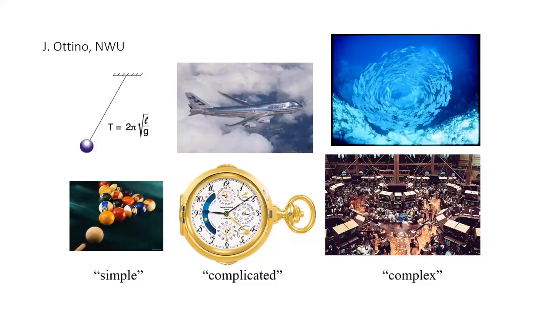This is my typical slide at the beginning. I stole it from Julio Tinoco at Northwestern. Julio says there are simple systems, a few degrees of freedom, a few variables; complicated systems, many degrees of freedom, but every degree is doing a particular job; and then complex systems, many degrees of freedom, many fishes, many people, many molecules, but they're more or less interchangeable and somehow order emerges from their interactions.